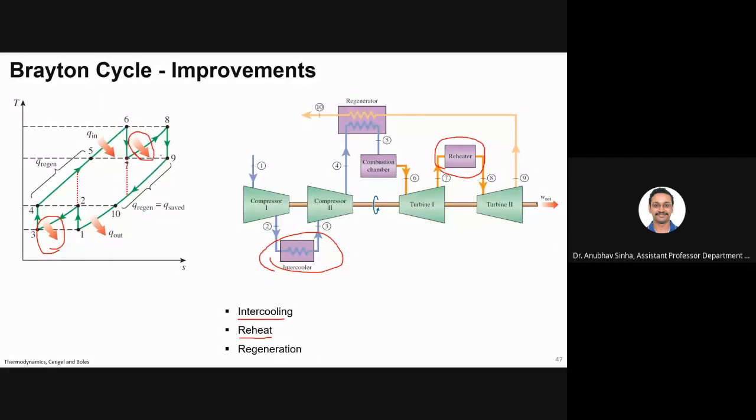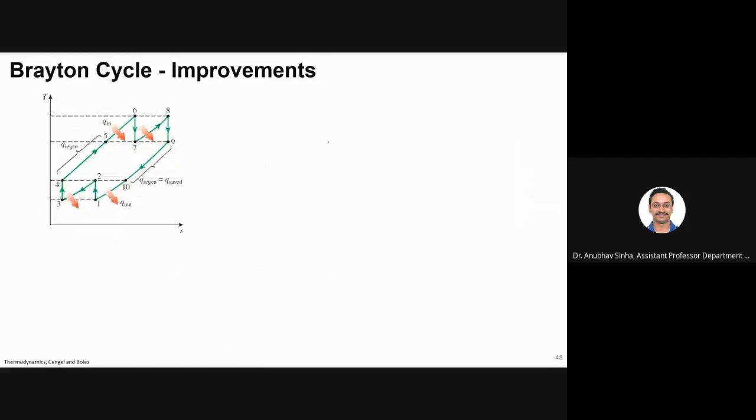This is reheat, and again regeneration that we have discussed, that also we can employ. We can use some amount of the heat that we are throwing out to heat another process. So these are the simple steps which are used in actual cycles and which improve the efficiency of a Brayton cycle. So if you keep on doing this, yes.